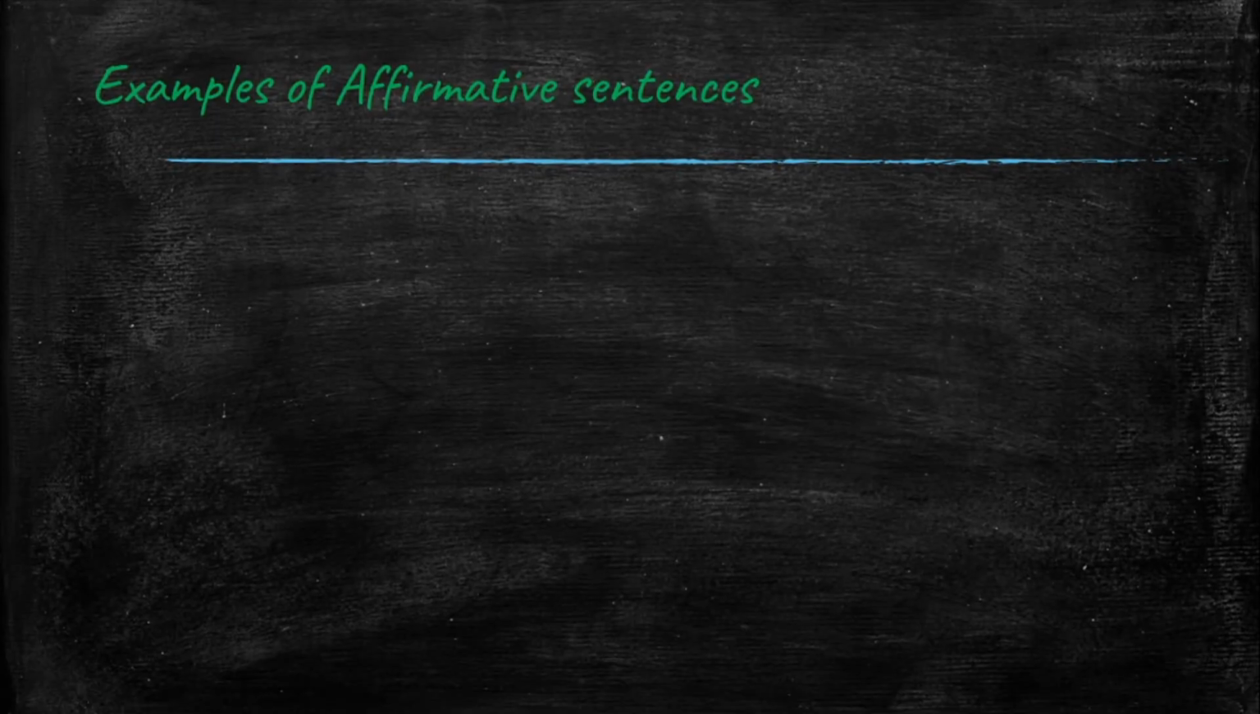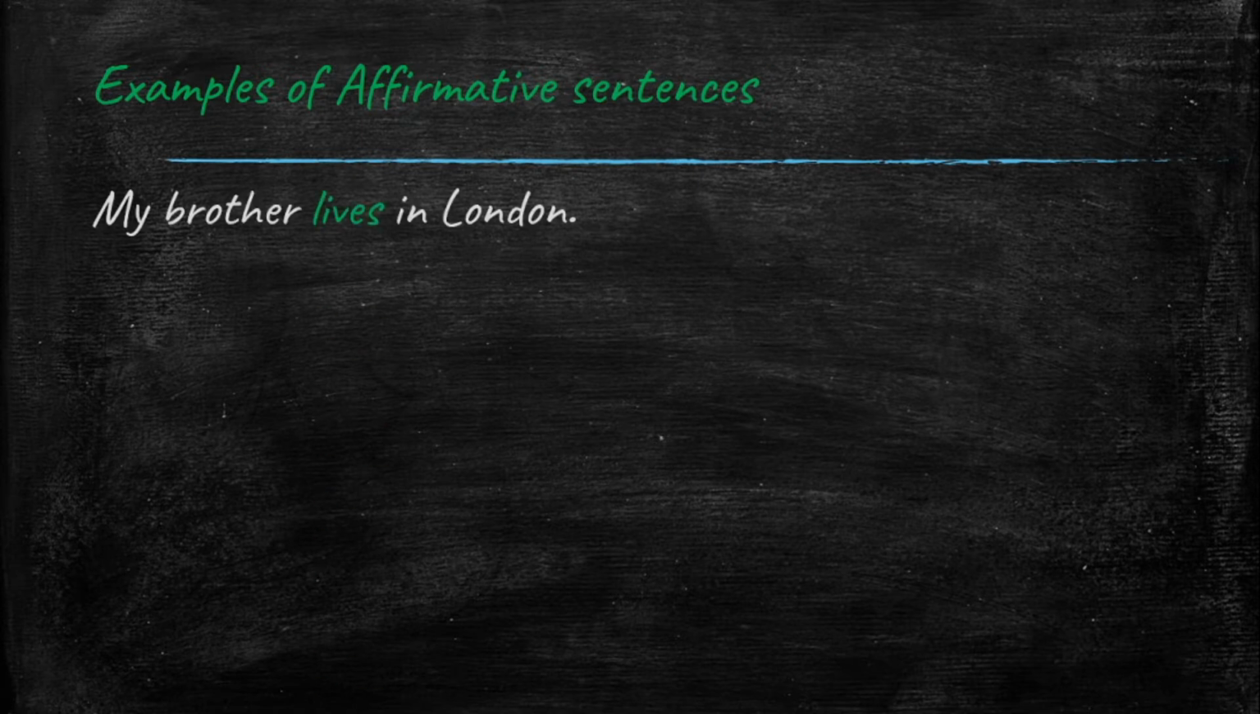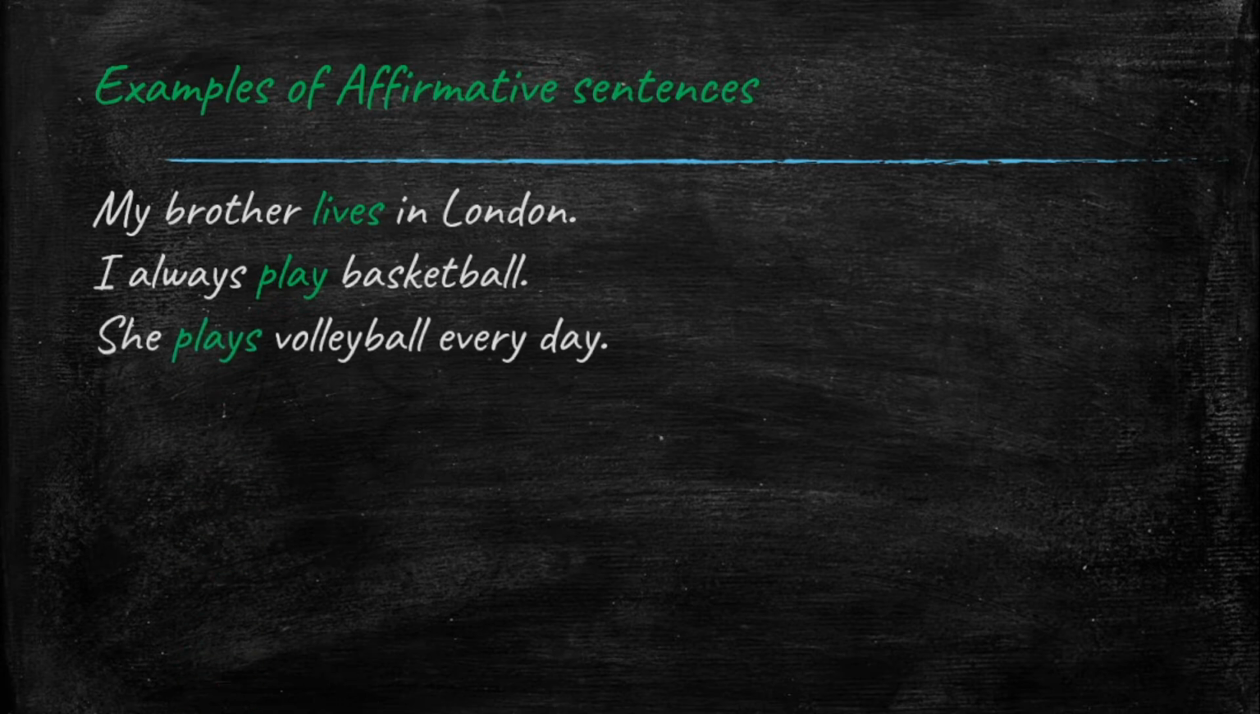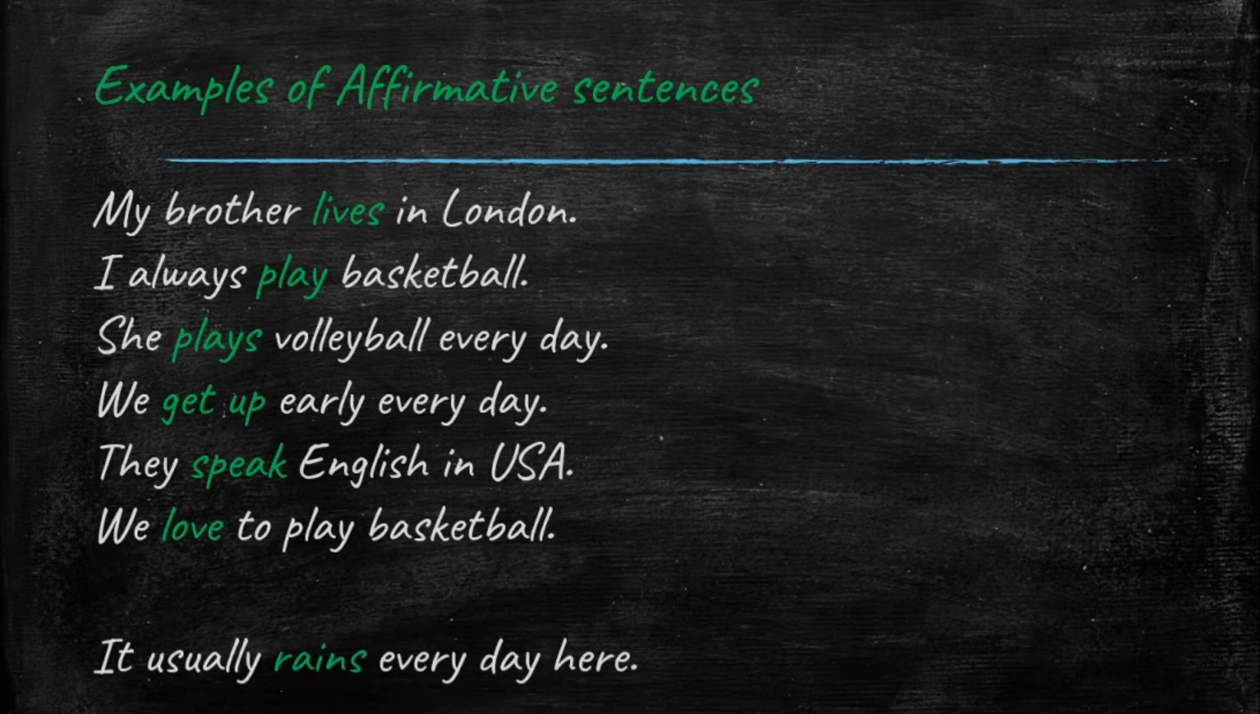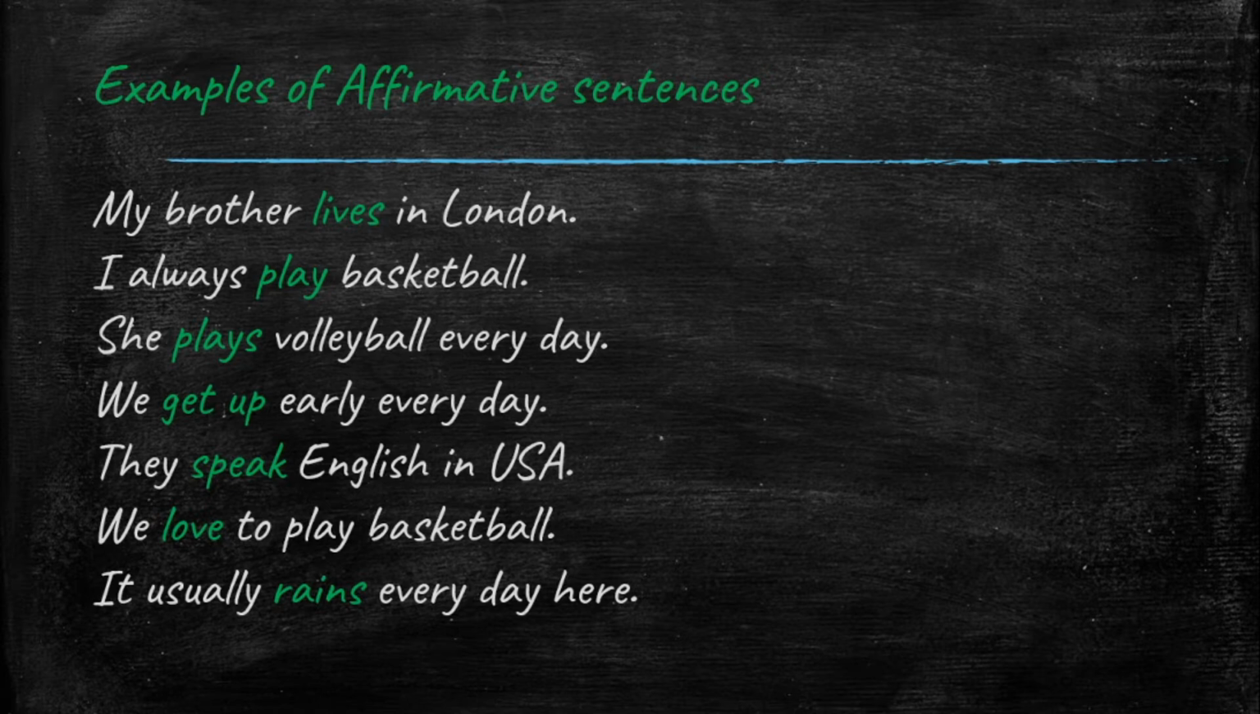Now let's see some examples of affirmative sentences. My brother lives in London. I always play basketball. She plays volleyball every day. We get up early every day. They speak English in USA. We love to play basketball. It usually rains every day here.